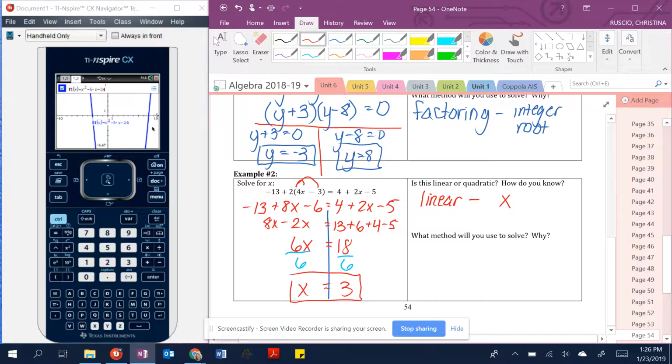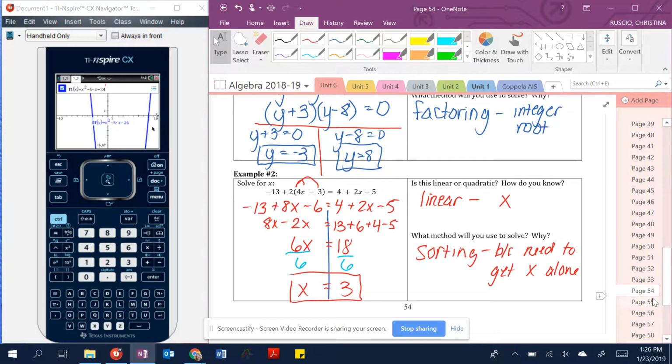And you know what? I never answered this question over here. What method will you use to solve and why? We use the sorting method. And why do we use it? Because we needed to get x alone, just on one side. All right, next page. Here we go.